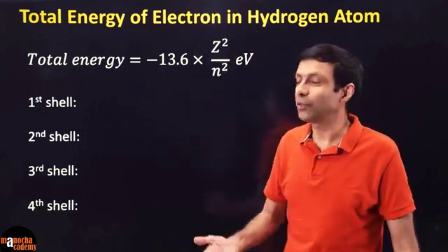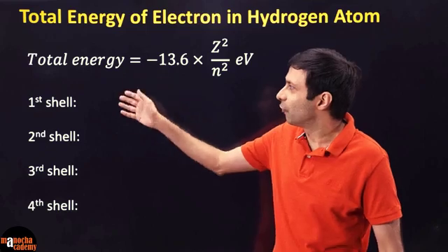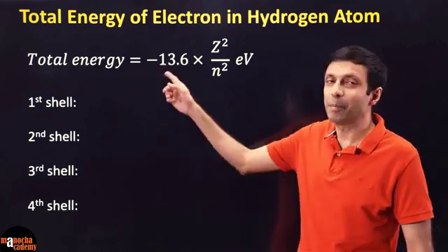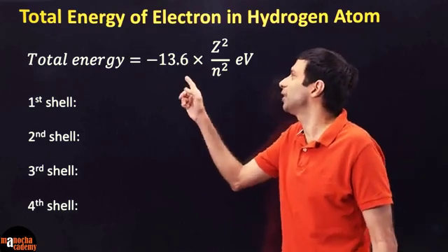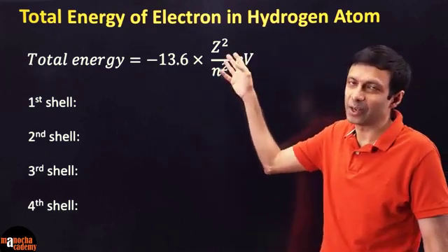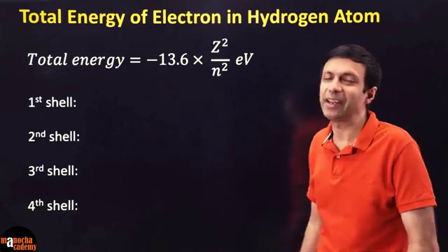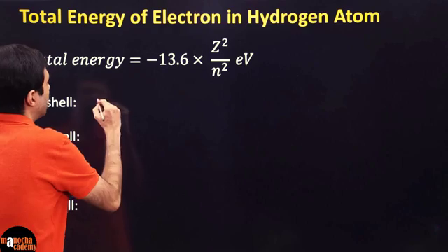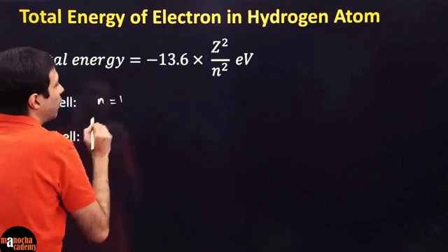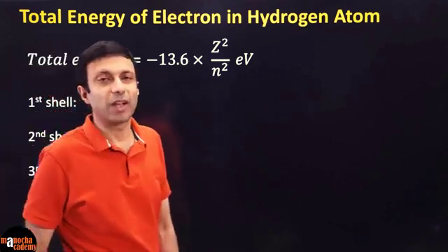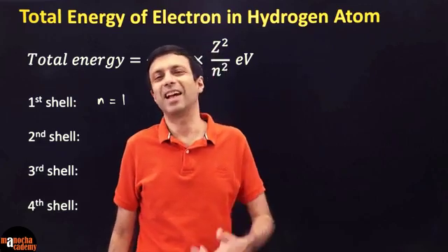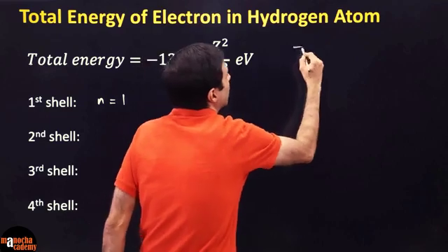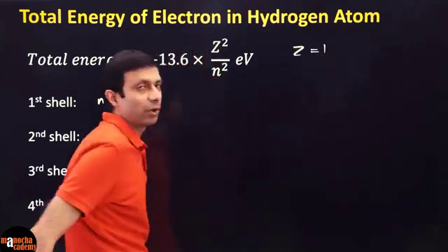We'll look at the energy of the electron in different shells. First shell, second shell, third shell, and so on. Remember, the total energy is minus 13.6 times Z square, the atomic number square, by N square in electron volts. So let's go ahead and find the values for the first shell. In the first shell, we know N equal to 1. And since we're talking about the hydrogen atom, what is the atomic number? That's right, it has only one proton, simplest atom in the universe. So atomic number is 1, Z equal to 1.